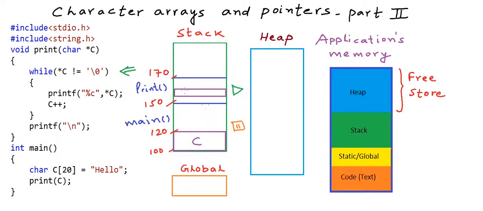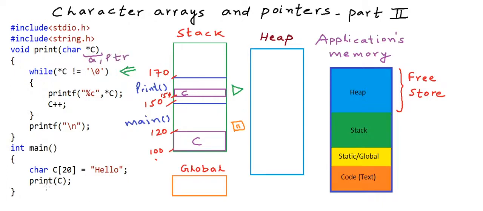Now print will also have a local variable C, but this will be a pointer variable. A pointer variable takes 4 bytes of memory in a typical architecture, so this will be taking 4 bytes. So let's say starting at address 154 in this stack frame, we have 4 bytes for this particular character pointer. So this C in main is actually not the same C in print. The C in main and the C in print are different. They have different scopes.